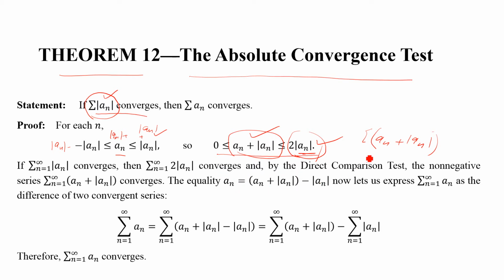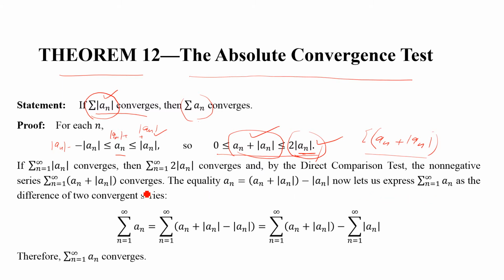Alright, now we can use this in order to conclude the convergence of this series. Now, an can be written as an plus absolute value of an minus absolute value of an. We just added and subtracted the absolute value of an, so it doesn't make any difference. It will be an anyway.